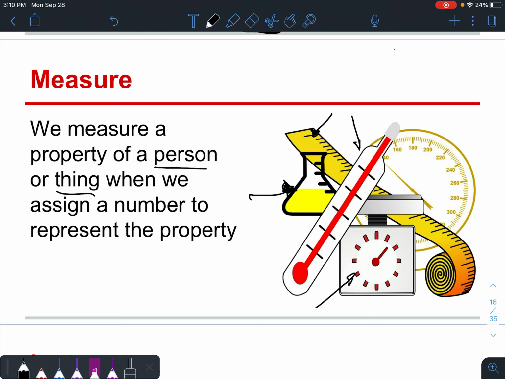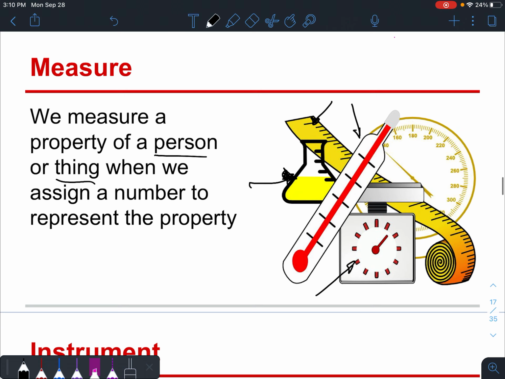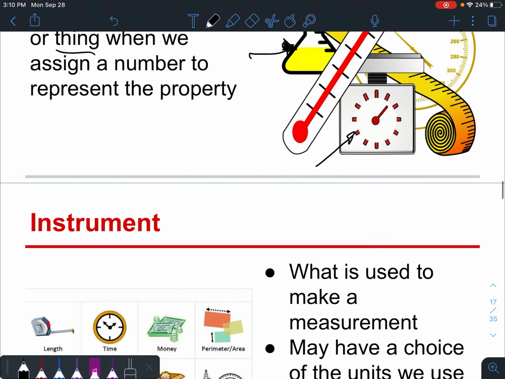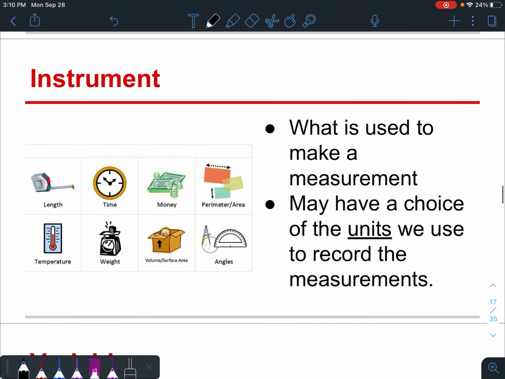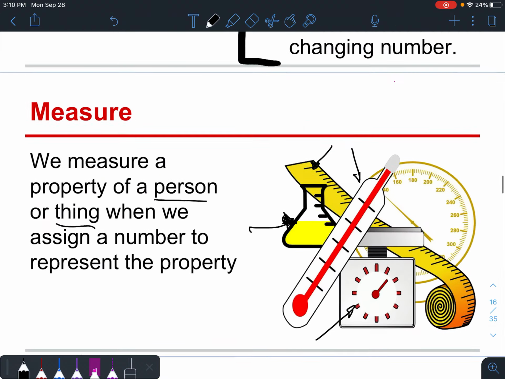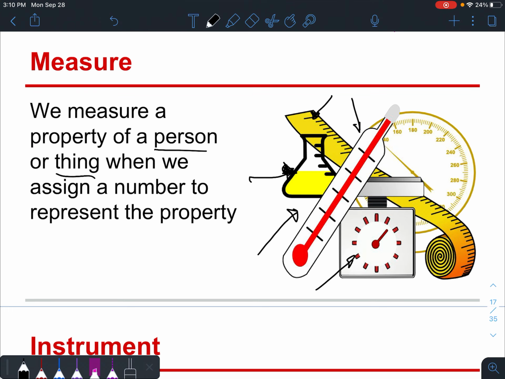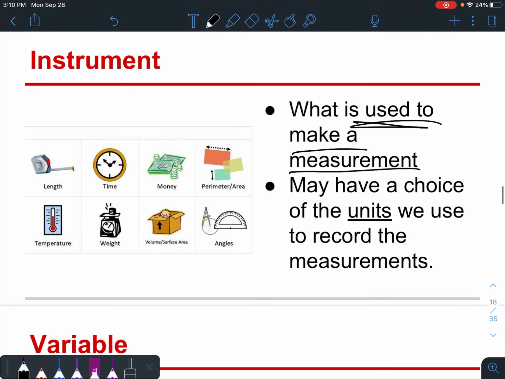Right? We've got all these different ways of measuring, all these different measurements that we can take that are going to vary from person to person or thing to thing that we're interested in looking at. The instrument is what we're actually going to use. This is what is used to make a measurement. So up here we had that picture, and we kind of talked briefly about all those. Down here we've got some more with some different properties.